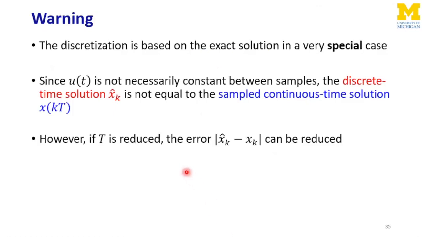Now, I have to warn you that this discretization is based on the exact solution in a very special case. U of t in general is not going to be constant between the samples. So the discrete time solution x hat k is not going to be equal to the sampled continuous time solution. They are equal only in the special case where the input u(t) for the continuous time system is constant between the samples. However, if we reduce the time step T, the error between the discrete time system solution and the continuous time system solution can be reduced. And this is very intuitive. This is the same stuff we saw with the other approximating schemes.